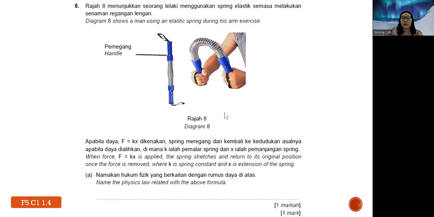So when the force applied increases, the spring extends even more. So the law that we name it is what? Hooke's law. We call it Hooke's law. Make sure your spelling is correct. Once your spelling is wrong, that means 0 marks.